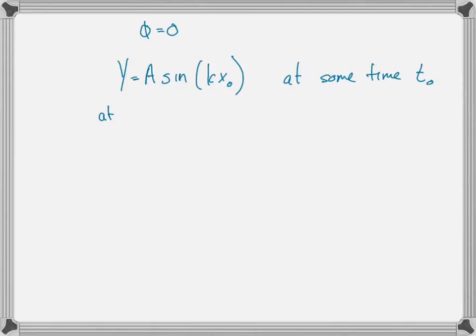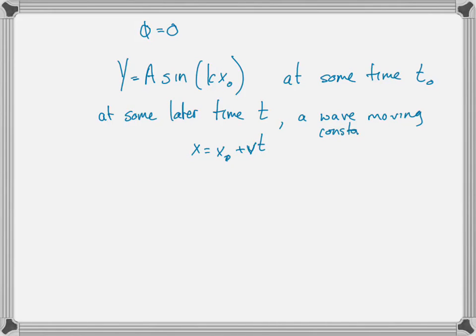t0, some later time, right? Because the wave moves at speed v, then x is equal to x0 plus v times t. At some later time t, a wave that's moving at a constant speed v, which it is, has an x at a later time, x as a function of t, equal to x0 plus vt.